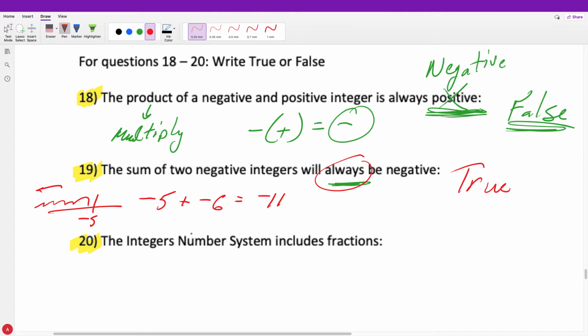And then here it says that integers number system includes fractions. Integers are all whole numbers that are positive and negative, no fractions. Once we get to the rational number system, that includes fractions. So integers does not include fractions. So on your test, if you're getting any fractions, that means that you're doing something wrong, and that should have triggered something because you knew that we were dealing with integers at this time and not rational numbers. So that will then be false.